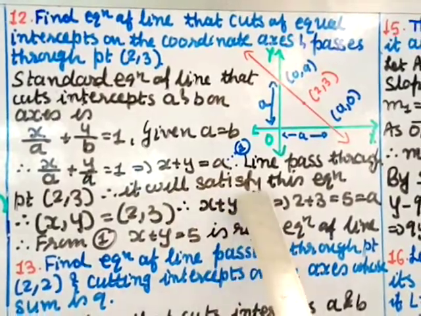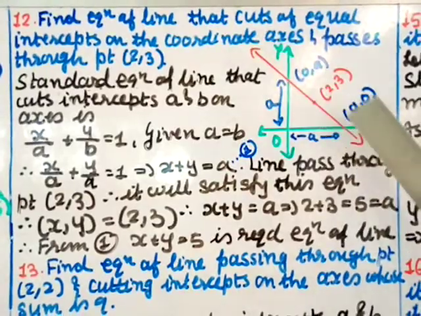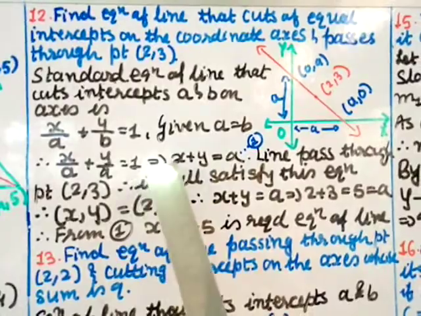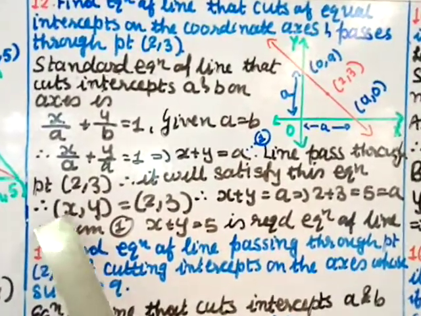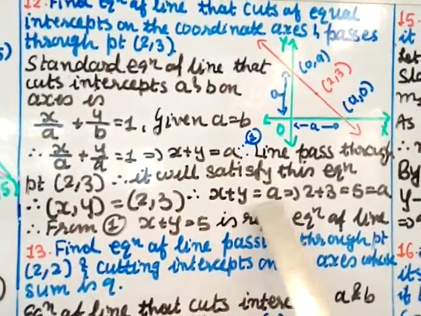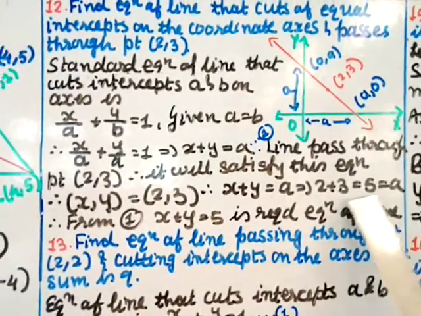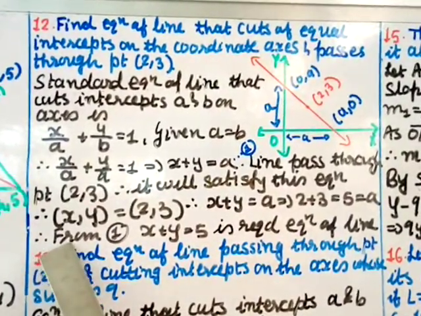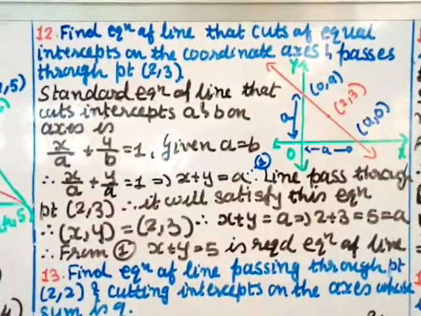The line passes through the point (2, 3), therefore it will satisfy this equation. They have given that this (2, 3) is on the line. That means instead of x you put 2 and instead of y you put 3, then it will satisfy this equation of the line. Okay, that means the point is on the line. So you can put x equal to 2 and y equal to 3 in equation 1. So x plus y is equal to A: 2 plus 3 is 5 equal to A. So the A value you found is 5. Put this value in equation 1. So from 1, x plus y is equal to 5, and this is the required equation of the line.